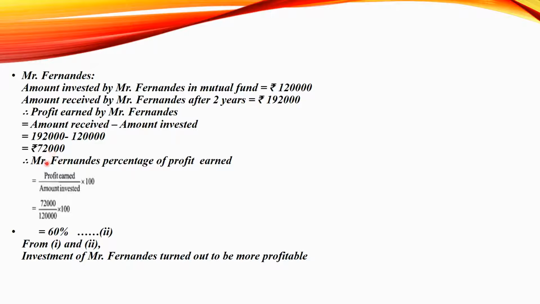So the percentage of profit Mr. Fernandez has earned is profit earned by amount invested multiplied by 100. So that is equal to rupees 72,000 upon 1,20,000 multiplied by 100, which is equal to 60%. So that is equation number 2. So from equation 1 and 2, the investment of Mr. Fernandez turned out to be more profitable.